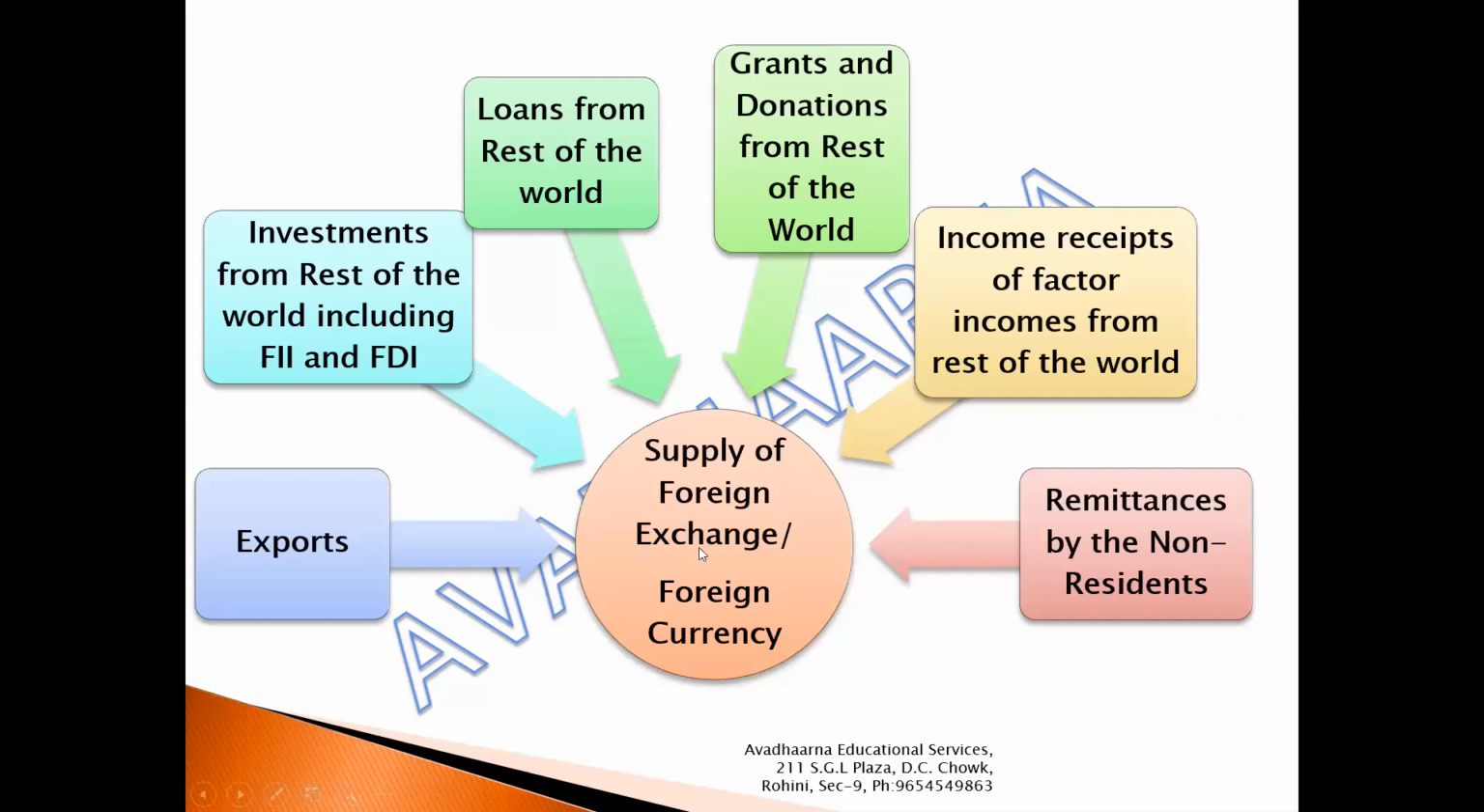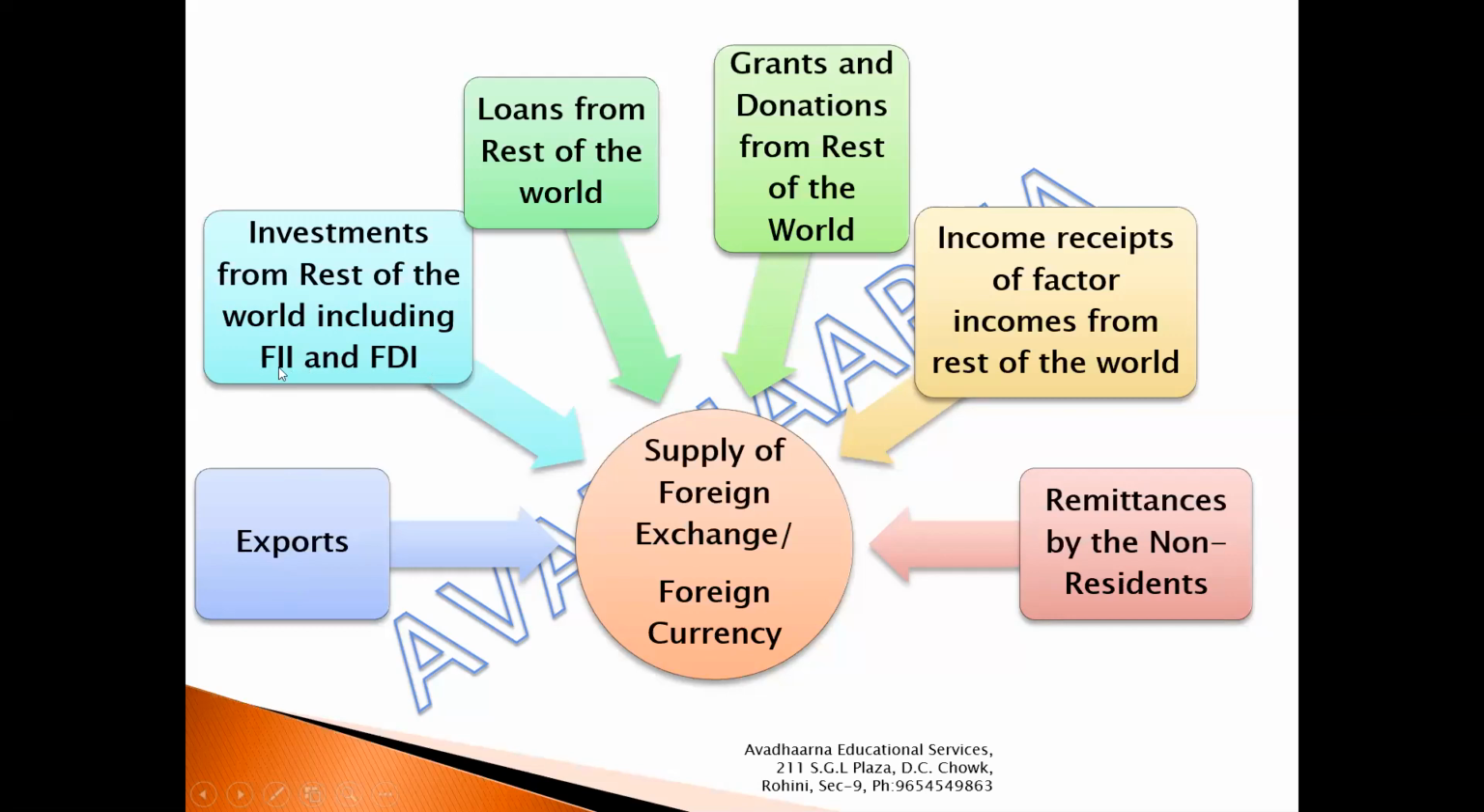Now, supply of foreign exchange is going to come from exports of goods and services. Supply of foreign exchange comes through the export of goods and services. Then investments from the rest of the world, including FIIs and FDIs. FII is foreign institutional investment and FDI is foreign direct investment.